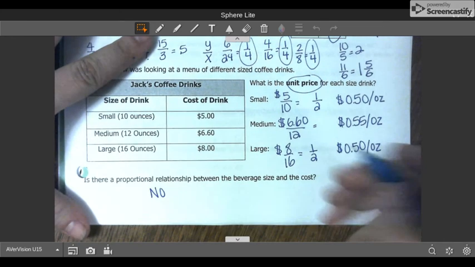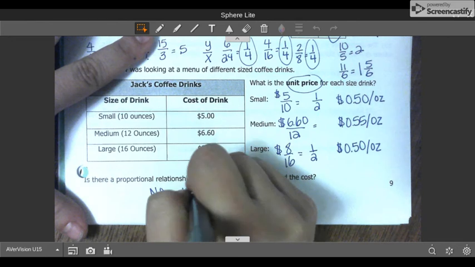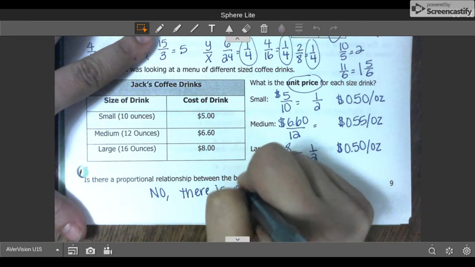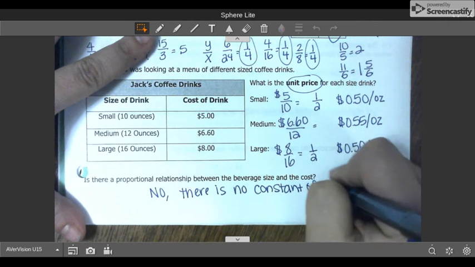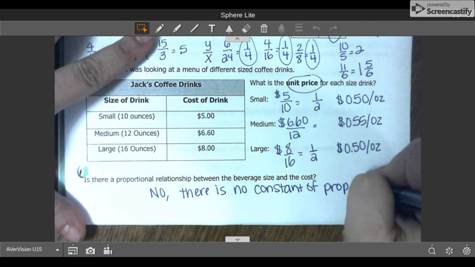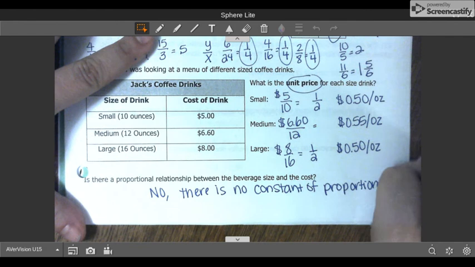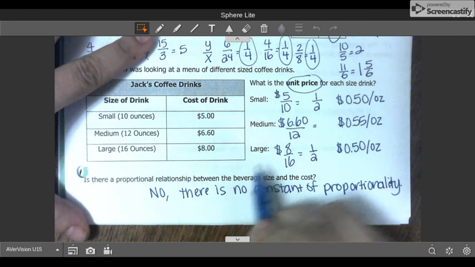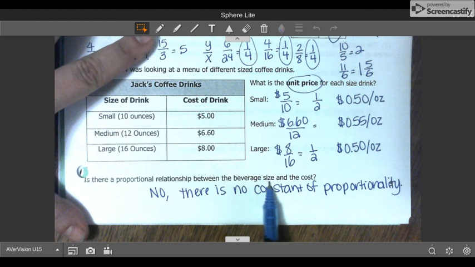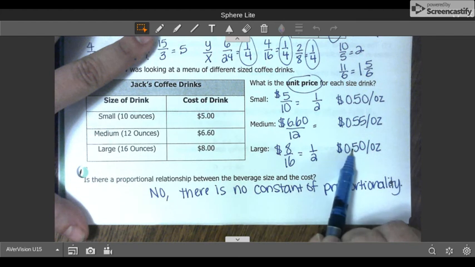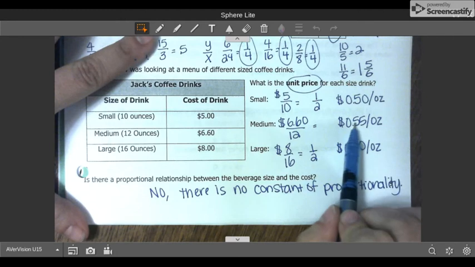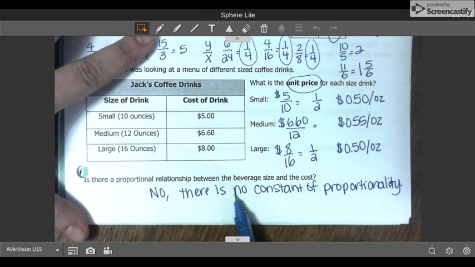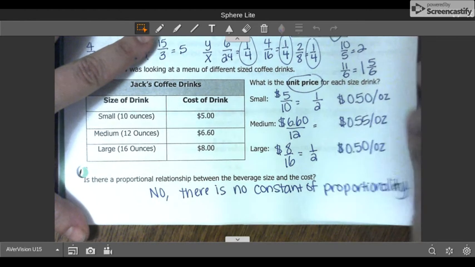And if it asked me to explain, I would say there is no constant of proportionality. You can't say they have different constant proportionalities, because that doesn't make sense. A constant proportionality is saying they have the same number. So either they have a constant of proportionality or they don't. And in this case, because of this value, there is no constant of proportionality. Or you could say they have different unit prices.